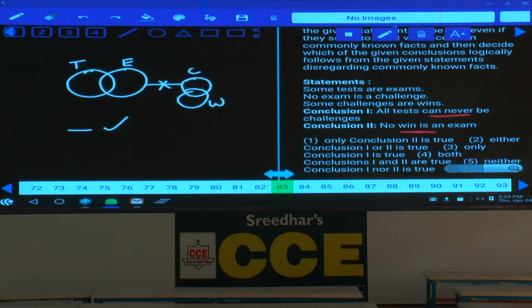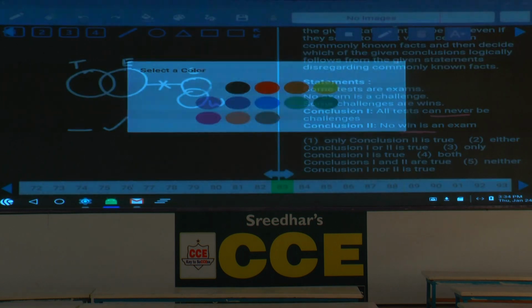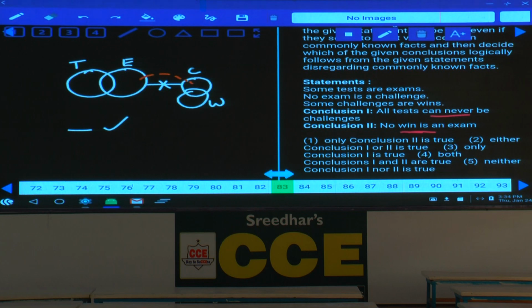In order to make this one false, now we need to prove some wins are examinations. Tell me whether we can prove like that or not, some wins are examinations. Now win and exam, tell me whether we can draw like this or not, some win and exam. Examination and this challenge should not be intersected.